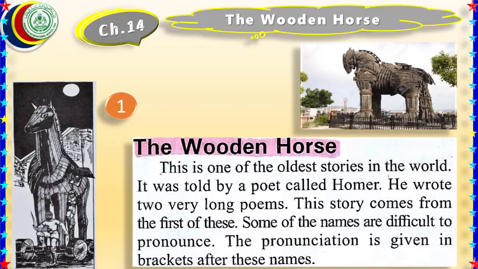Okay, this is the first paragraph of this lesson, The Wooden Horse. This is one of the oldest stories in the world. It was told by a poet called Homer. He wrote 2 very long poems. This story comes from the first of these. Some of the names are difficult to pronounce. The pronunciation is given in brackets after these names.